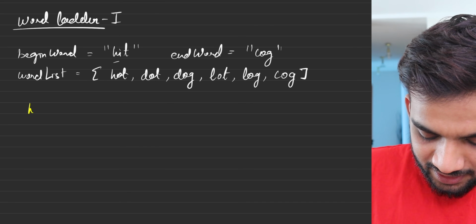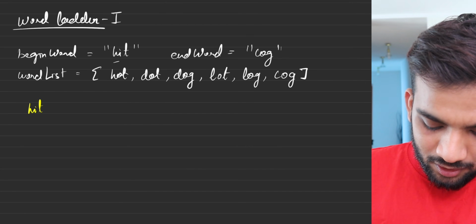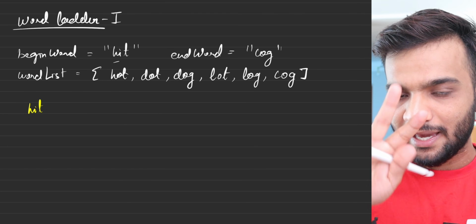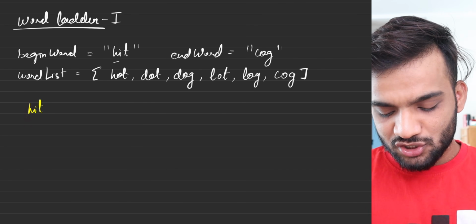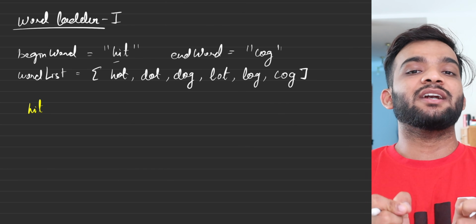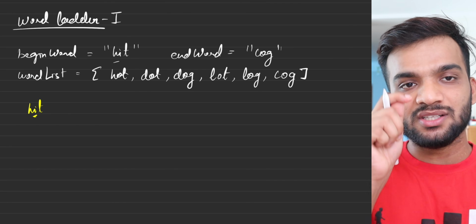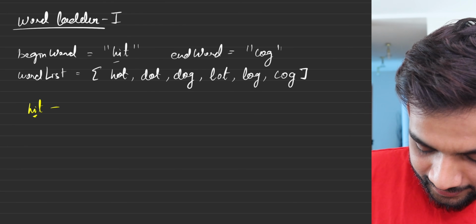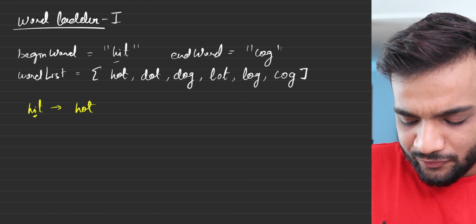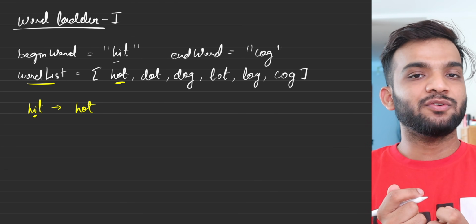So let's start with something like hit. Now what you can do is you can change any one of the characters. There are 3 characters in hit. You can change H, you can change I, you can change T. You can change any one of the characters of hit. So assume I say, hey, I'm going to change this I to O. So what I'll get is hot. And if you carefully see, hot is there in the word list. So you can have this transformation done.